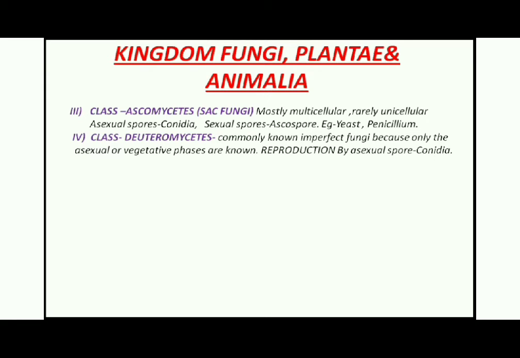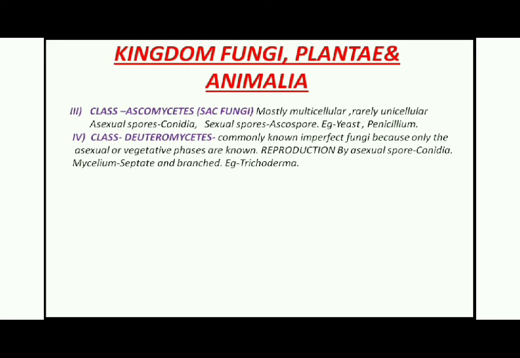The fourth one is the Deuteromycetes, commonly known as imperfect fungi. The reason behind this is they possess only asexual or vegetative phases. Reproduction is by asexual spores called conidia. Example is Trichoderma.